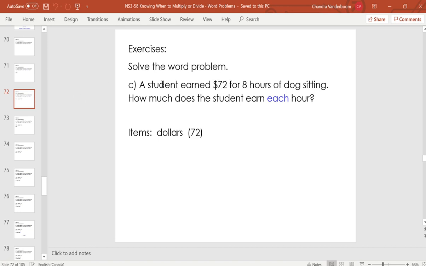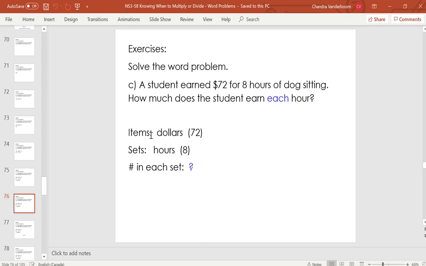So that's our item. How many sets, or what is the sets? Sorry. The sets are, let's see, each hour. So our sets are the hours, and it says we had 8 hours. How many in each set, or how many dollars each hour? That we don't know. That's what it asks us. How much does the student earn each hour? We don't know. We're going to figure it out, but we do know our total.